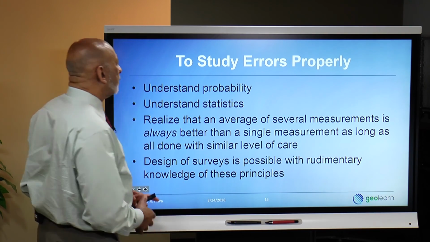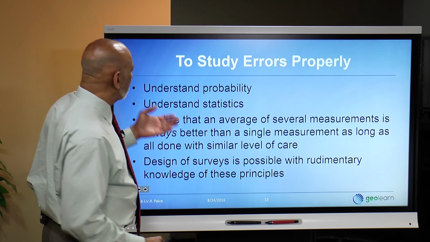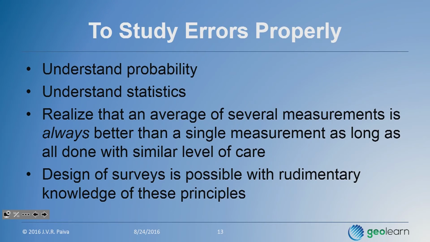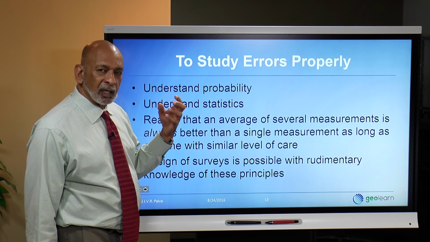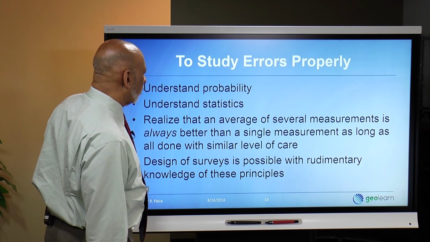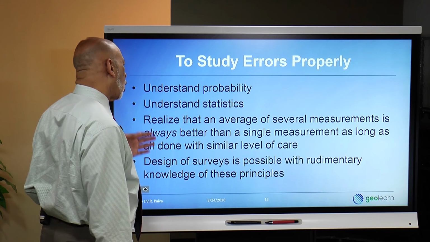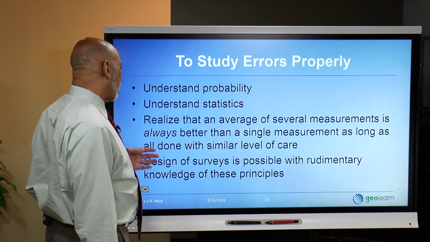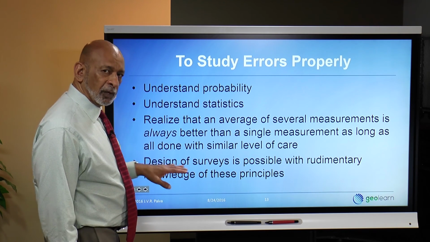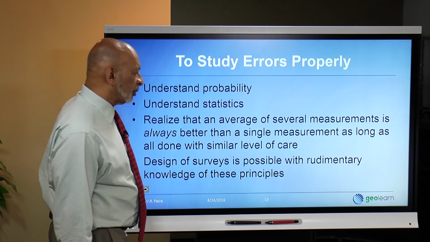So to study errors properly, and we're not going to be doing that in this class, you need to understand probability, you need to understand statistics as well. But what I'm hoping that you will get are these second 2 bullets, and we'll be touching on probability and statistics. This is the part that will drive you crazy until all of a sudden one day it'll click and you'll be able to talk with your peers in surveying in a way where you're comfortable with these concepts. But you have to realize that the average of several measurements is always better than a single measurement, as long as they're all done with the same level of care. I think you may all be able to intuitively subscribe to this principle.